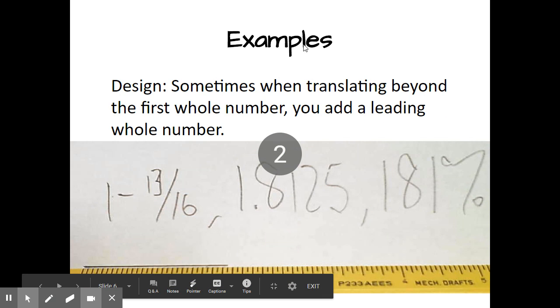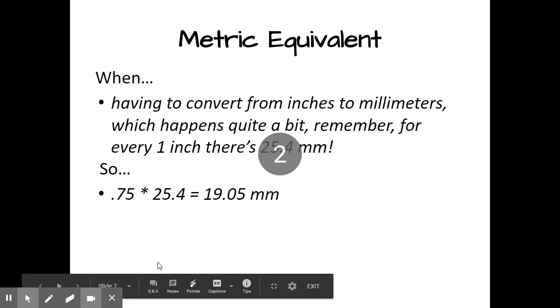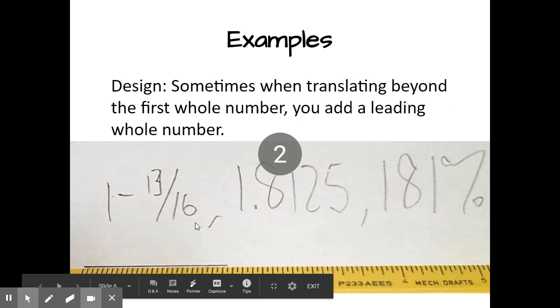Taking it one step further, like I explained earlier, this is 1 and 13/16. How do I know that? I count the number of values past the 1, and I get 13/16, which is 1.8125 or 181%.